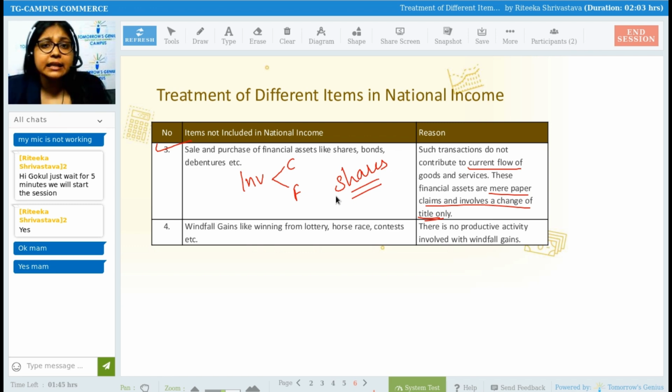It is not producing any type of goods and services in the economy. There is no involvement of goods and services in the economy, and that is why we say that financial assets are not included in national income.